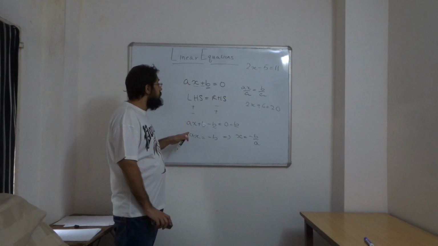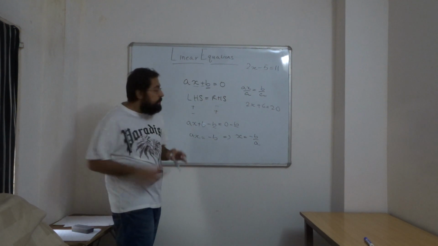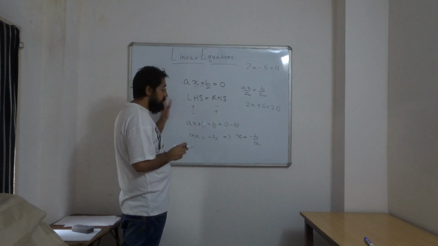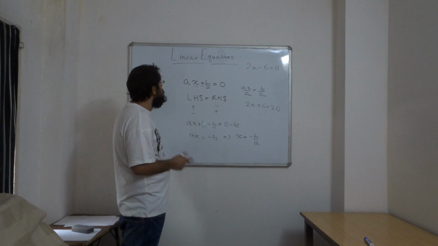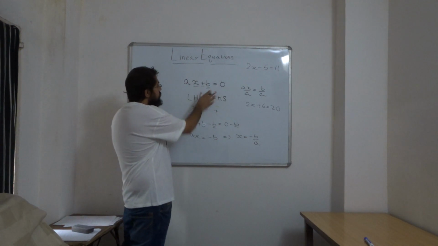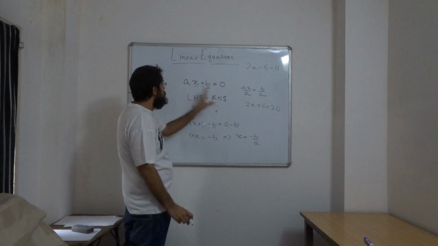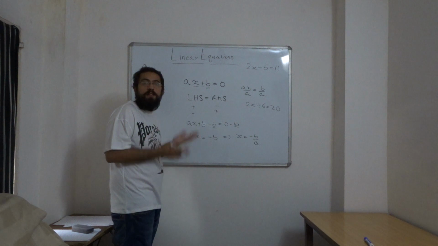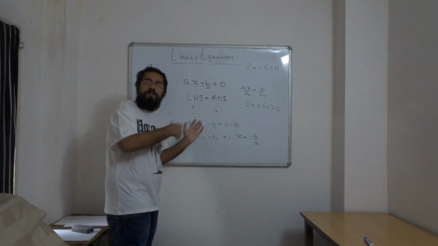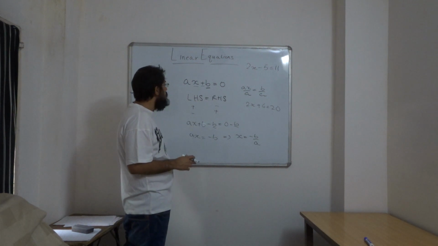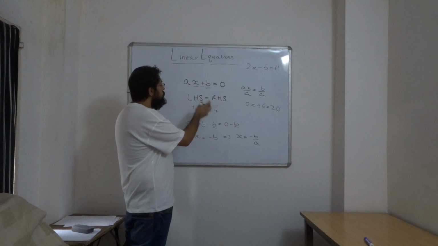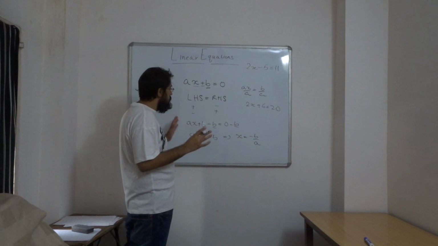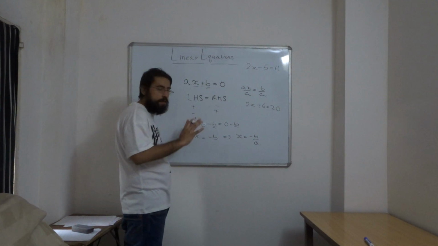So guys, I hope you've taken this down. Before I erase all of this, let me just review everything. Basically, this is the basic law, the linear law for linear equations: ax plus b equals 0. The purpose of a linear equation is to balance both sides. What you do on one side, you have to do on the other side. That's why LHS equals RHS. Both sides have to be balanced.